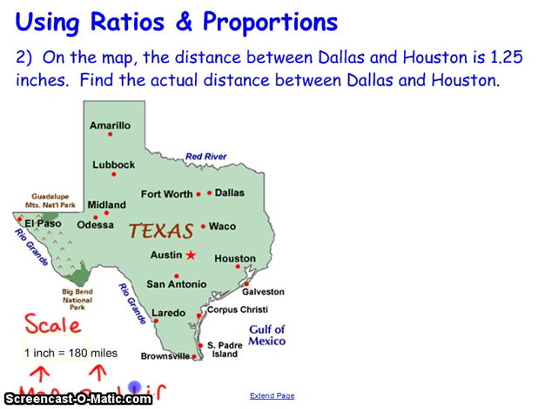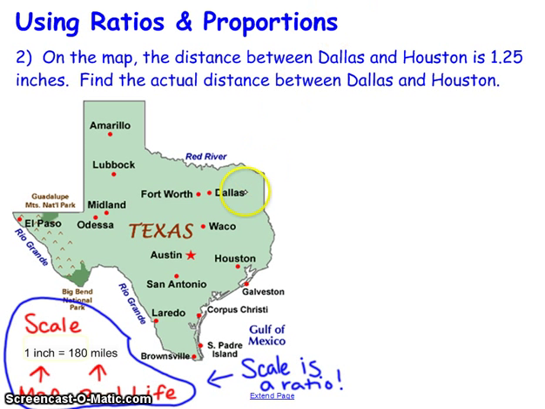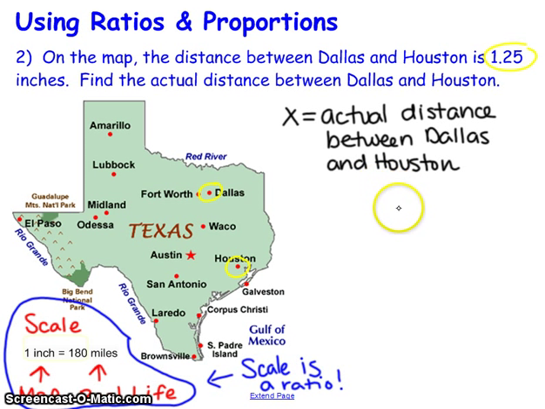It's comparing sizes on the map to sizes in real life. So in this problem, they tell us that the distance on the map between Dallas and Houston is 1.25 inches, and they want us to find the actual or real life distance. So we need to start with the ratio we know, and in that case, the ratio we know is the scale. 1 inch on the map for 180 miles in real life.